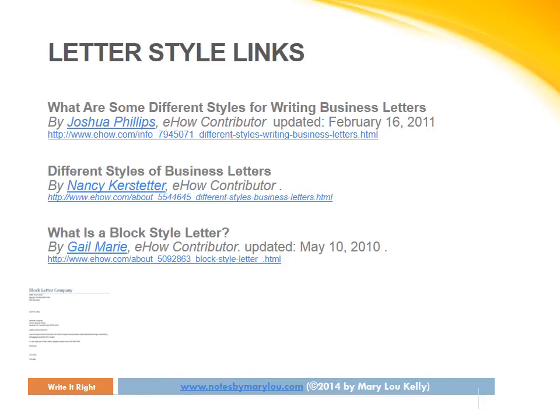So in this presentation, I have presented the block letter style and various variations of that style: the modified block letter, the semi-block letter, and the simplified letter style. The line spacing is pretty much the same in all of them. The only variation in the line spacing is on that simplified letter, and that is because you have 2 blank lines before and 2 blank lines after the subject line, or what we call the reference line.